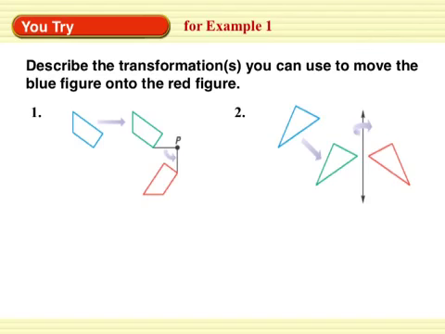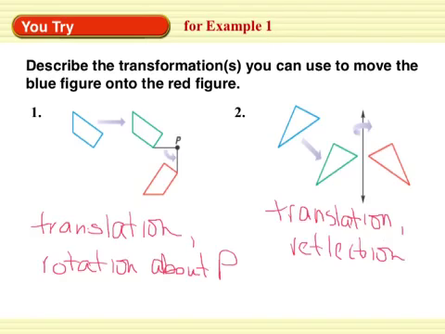Okay, you try. Describe the transformations you can use to move the blue figure onto the red figure. You can see there's a green figure in between, so you're going to have two answers. So push pause and try it on your own. There we go. Number 1, first we did a translation. We slid it, and then a rotation about P. Number 2, first we did a translation, and then a reflection over the line.